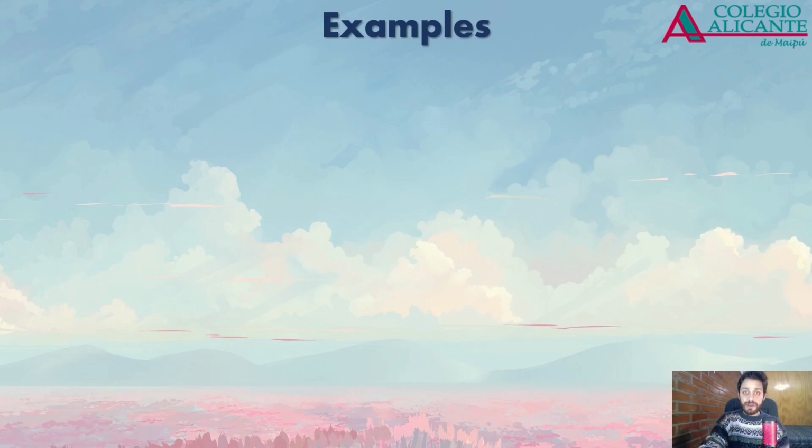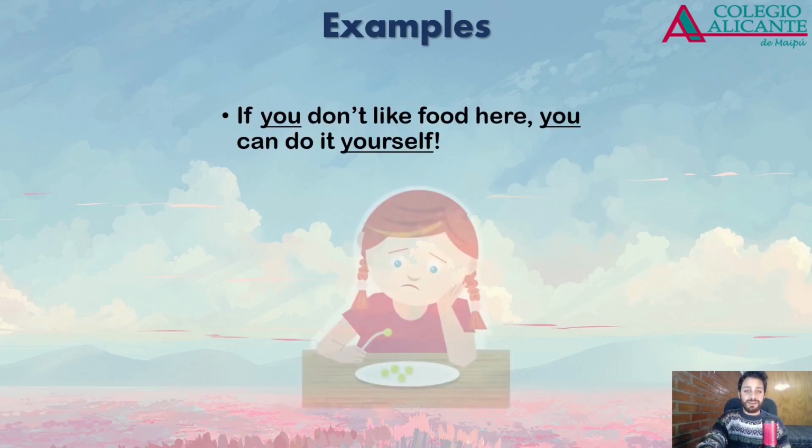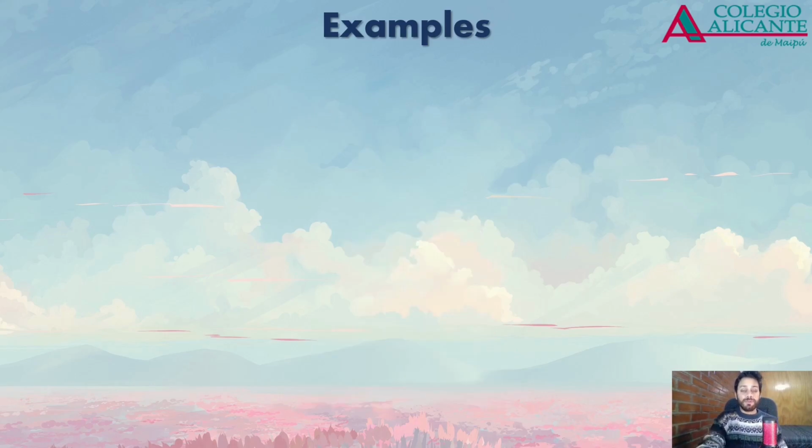Our next example is yourself. Our sentence says, if you don't like food here, you can do it yourself. This is very common when kids are kind of picky with their foods, and parents would say, if you don't like the food that I cook for you, well, then you can cook it yourself. You ungrateful animal.